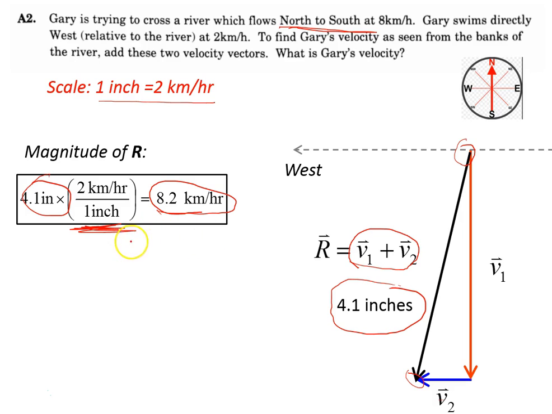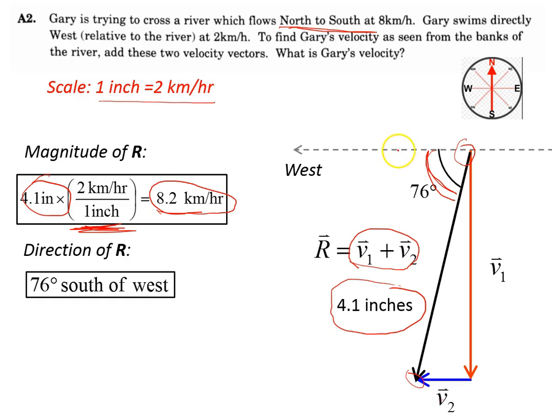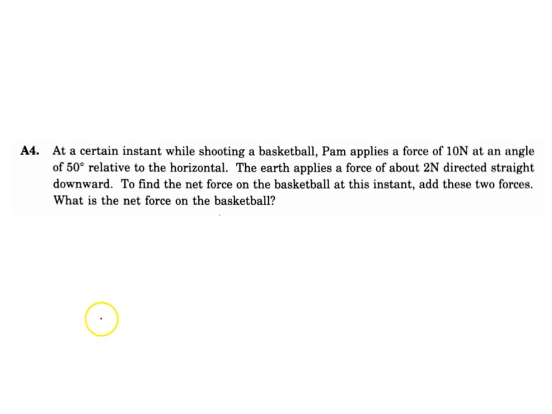And of course, for his direction, you're going to get out a protractor and measure, and that angle is 76 degrees. It's really 76 degrees below west, but because it's a compass kind of thing, we're going to use terms like south and west. That's not a big deal though, because you're going to be using x and y axes for your activity. Okay, we'll do one more.